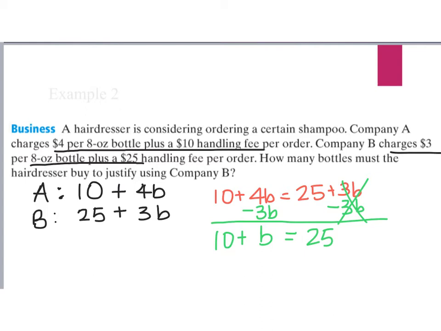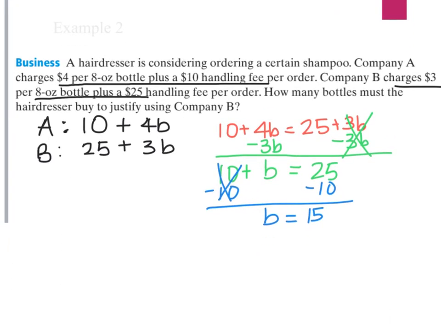So to do this, I am going to subtract the 10. And now my 10s go away, leaving me with just b on the left. And 25 minus 10 is going to give me 15. So what this tells me is I need to order at least 15 bottles.